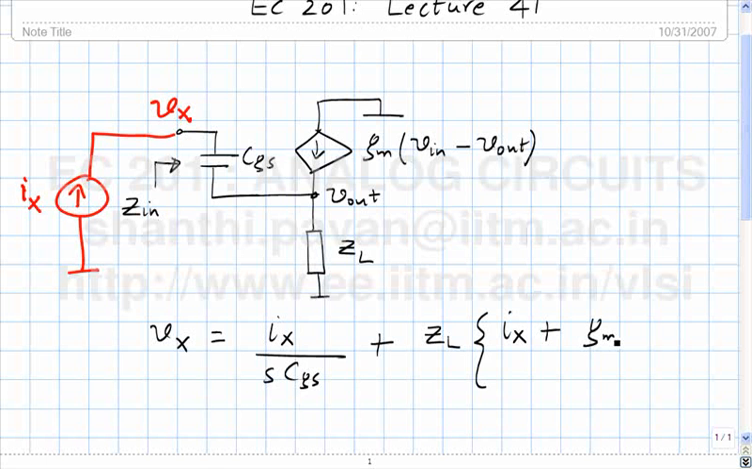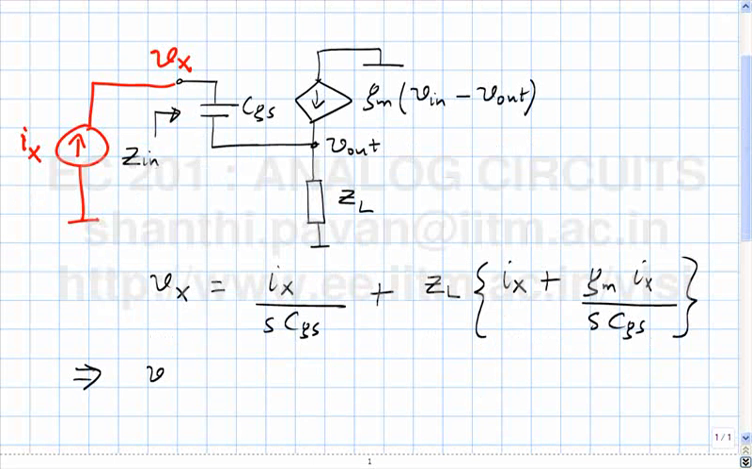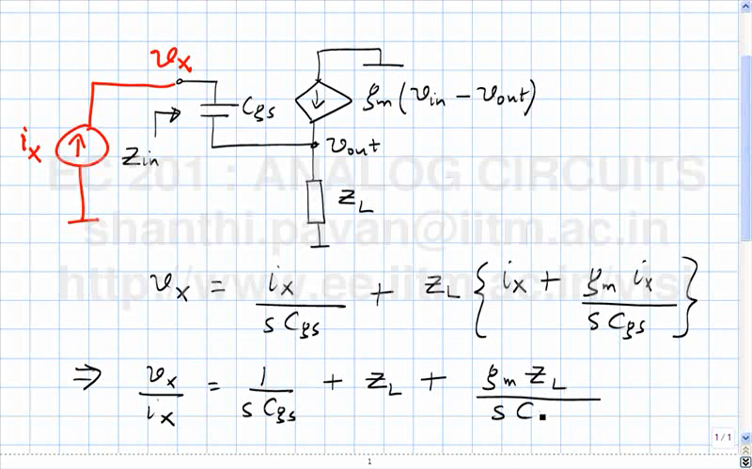V in minus V out is nothing but the voltage drop across CGS, which is Ix divided by SCGS. Does it make sense? Vx by Ix is nothing but 1 over SCGS plus ZL plus GM times ZL divided by SCGS.